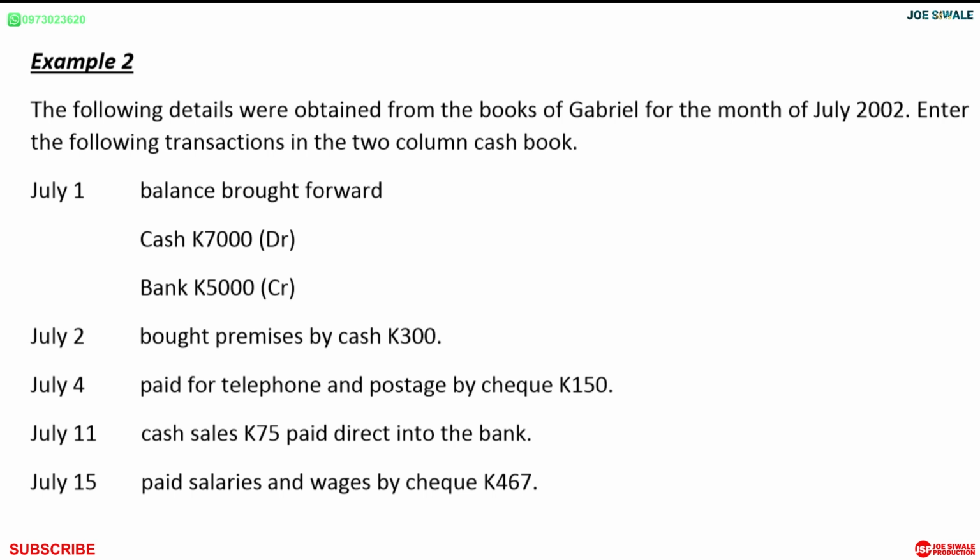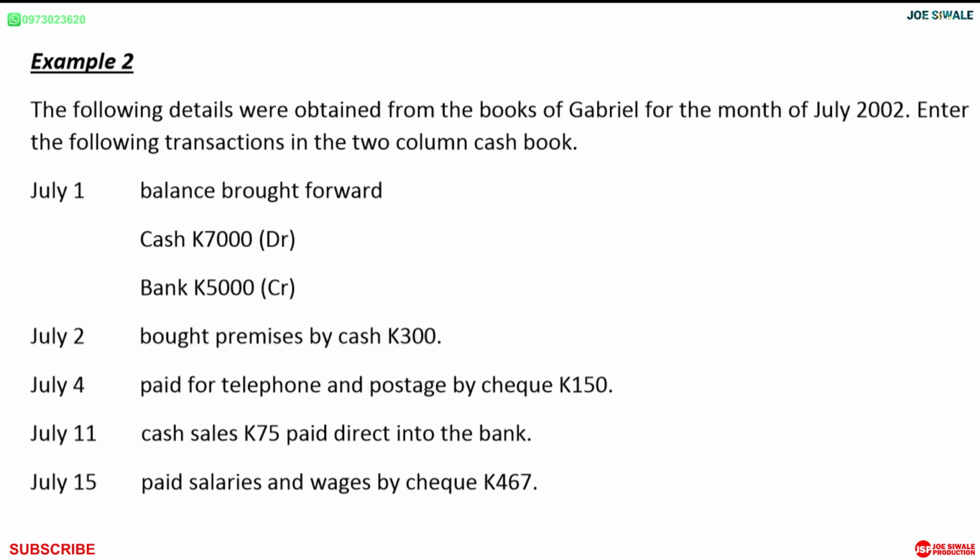Welcome to JS Online Tuitions. So continue looking at the 2-column cash book, and we have this example that we're going to use. The following details were obtained from the books of Gabriel for the month of July 2002. Enter the following transaction in the 2-column cash book. So on the 1st of July, balance brought forward, we have cash amounting to 7,000, which is on the debit side. Then we have bank amounting to 5,000, which is on the credit side.